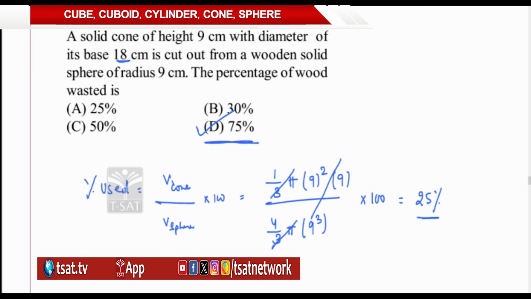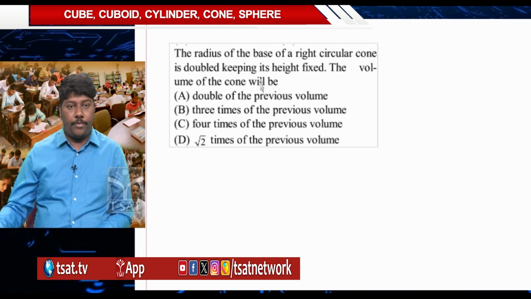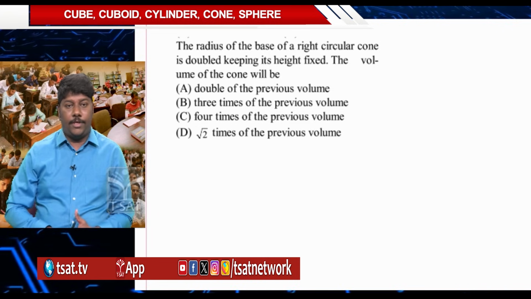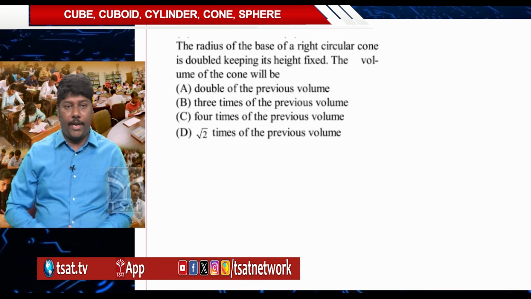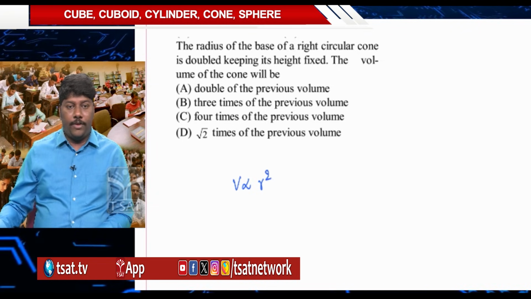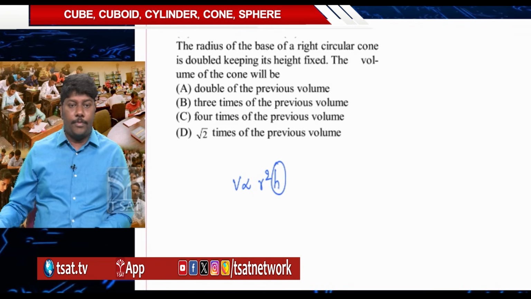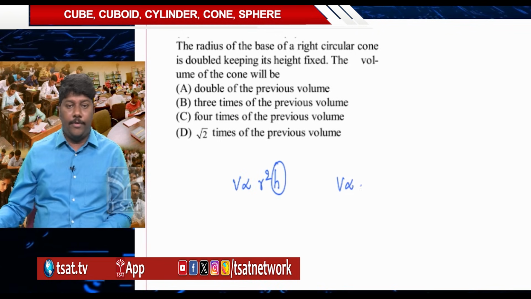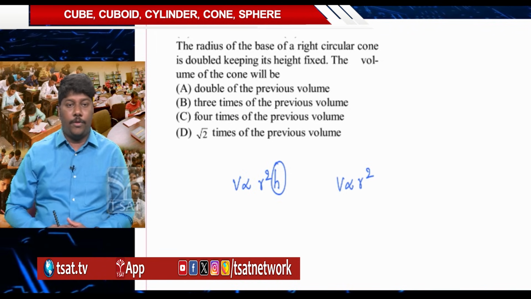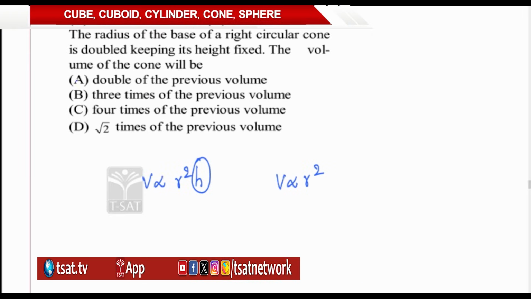We have seen a similar kind of sum. Now look at the next one. The radius of the base of a right circular cone is doubled, keeping its height fixed. The volume of the cone will be? So height is fixed and the radius is doubled. We know volume varies directly with the square of radius into height. Since height is constant, volume only varies with the square of radius. So if radius is doubled, the square of 2 becomes 4, therefore volume becomes 4 times the previous volume. So the answer is 4 times the previous volume.